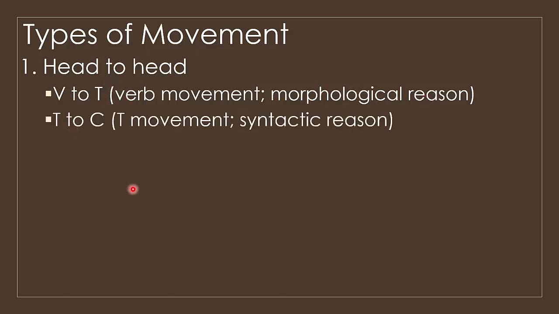And then we have another head-to-head movement, namely the movement of T to C. This movement is because of a syntactic reason, namely that a question should have an inversion. So the T over here, will or can or a modal or do or does, moves to the C position because of the syntactic reason, namely that a question should have an inversion.